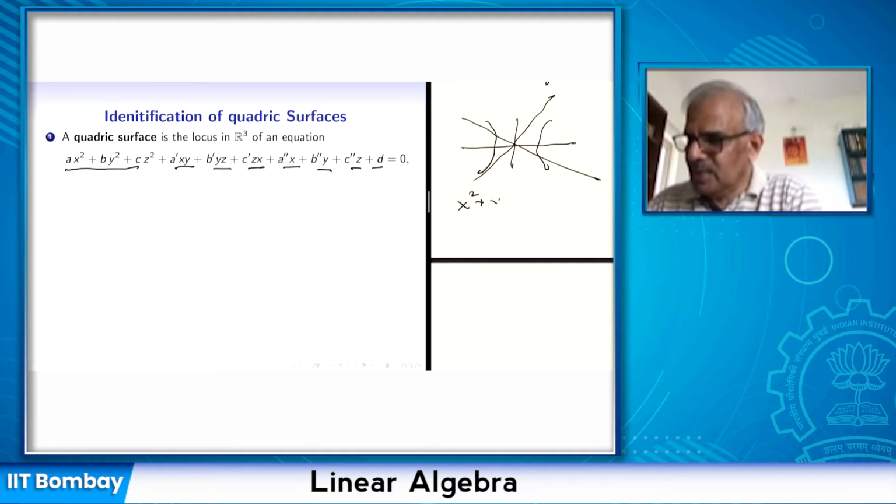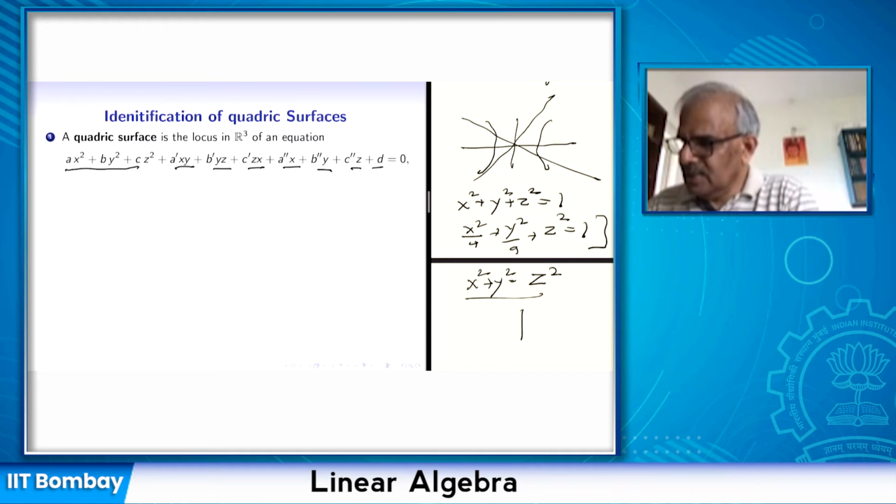So for example, x square plus y square plus z square equal to 1. This is the equation of a sphere. If you write x square over 4 plus y square over 9 plus z square equal to 1, this is an ellipsoid. Or x square plus y square equal to z square. What does this represent? x square plus y square equal to z square.